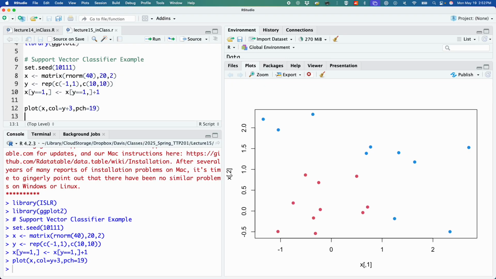Okay, so kind of the same thing as before, where I have my blue points and my red points. The color is the two outcomes of my response variable, and I want to be able to draw a hyperplane here under the support vector classifier.